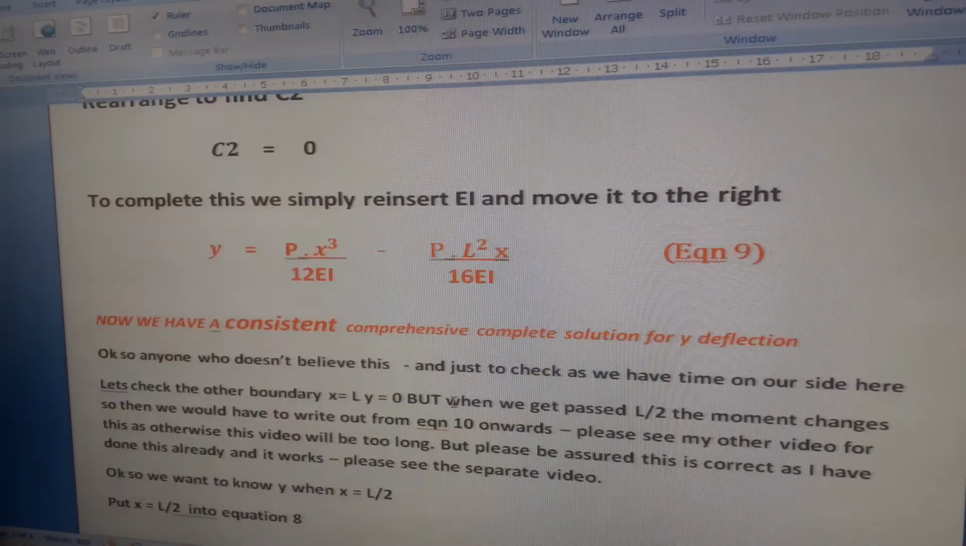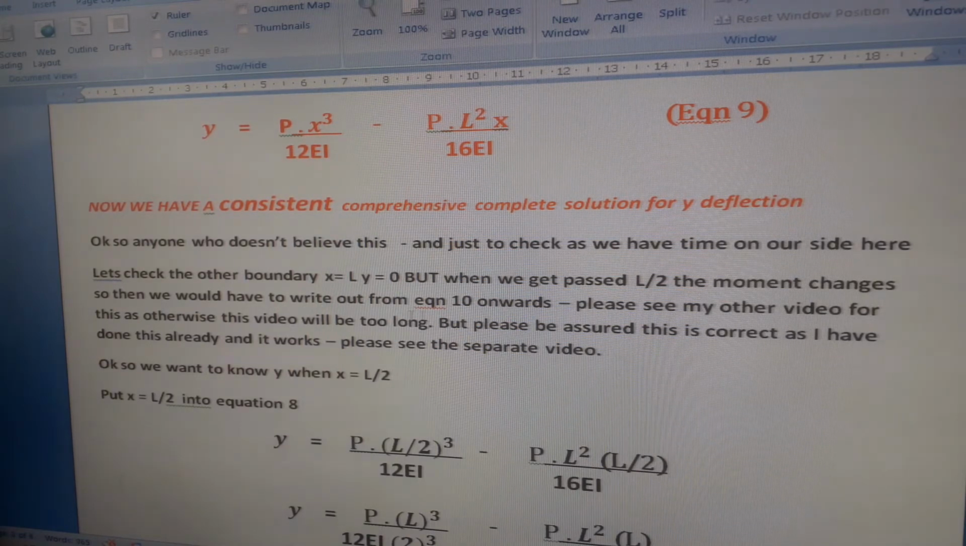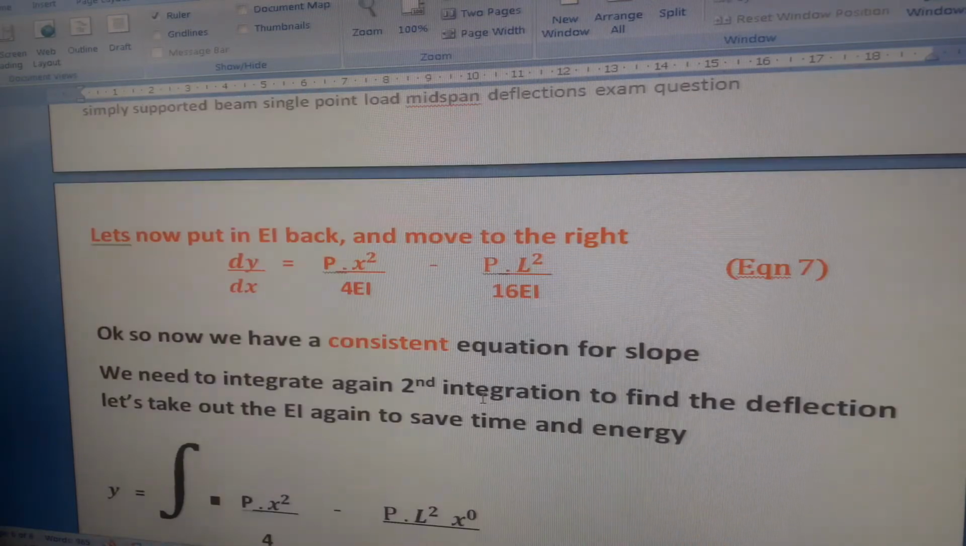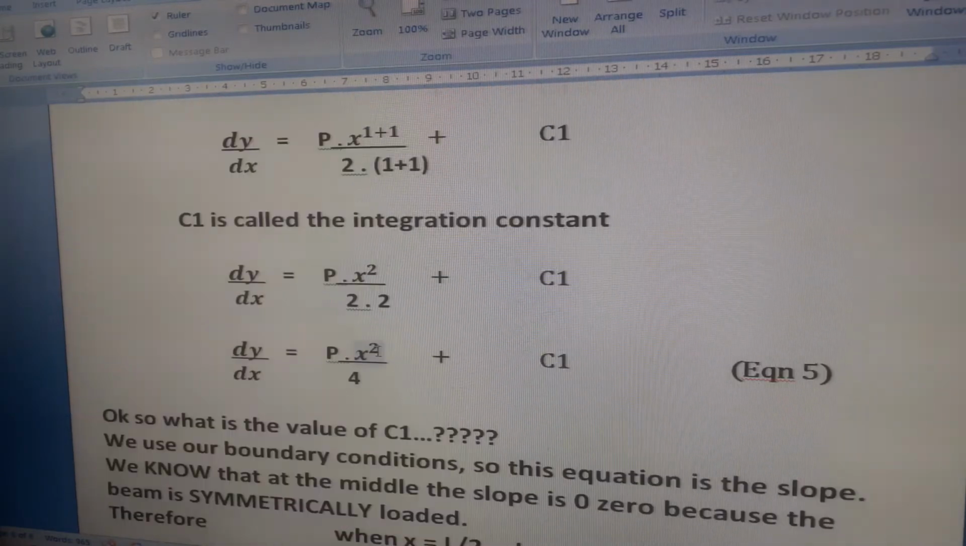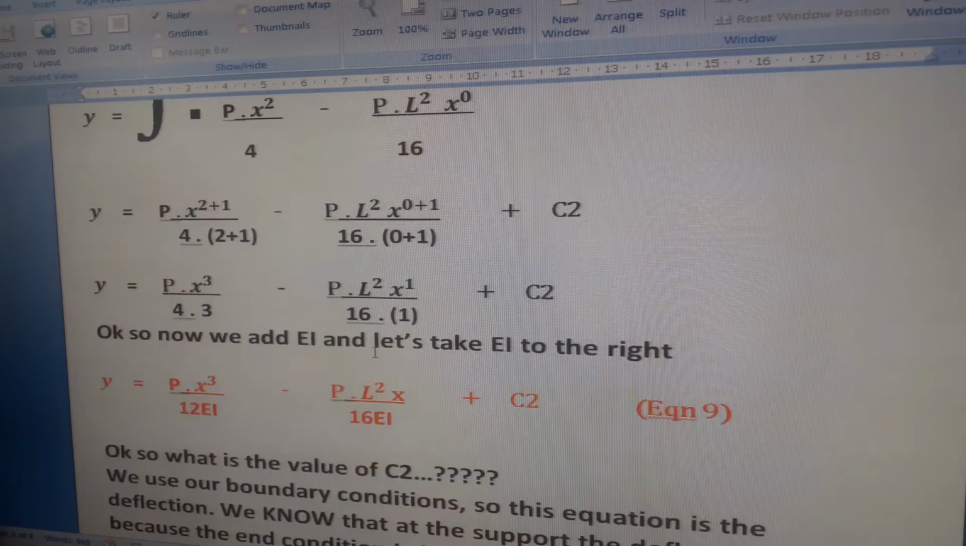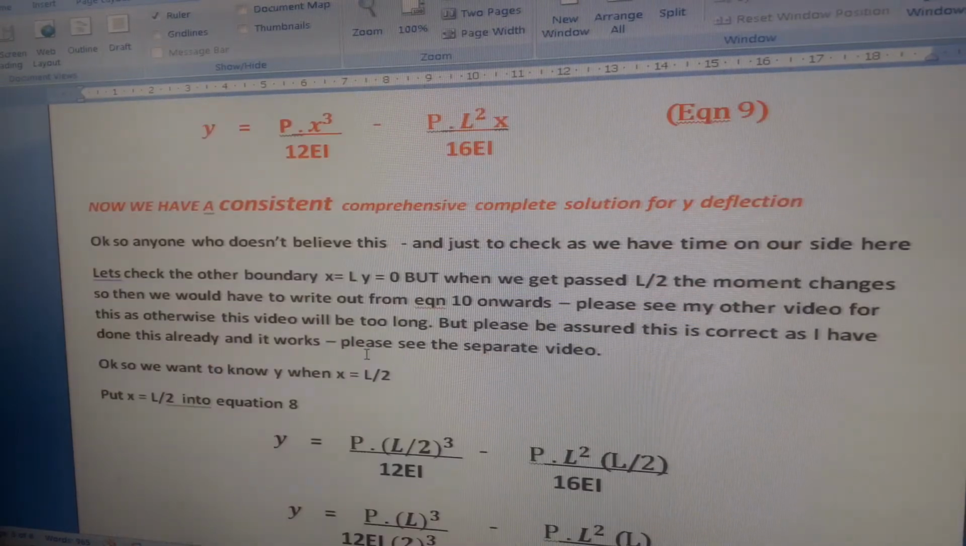So what I'm going to do is another sub video on this. Please see my other video for this, as otherwise the video will be too long. But please be assured this is correct, as I've done this already and it works. I will do another video where we can check. I just have to start back from equation 10, which will be different, so that means everything above will be different, but it will give you the same answer.